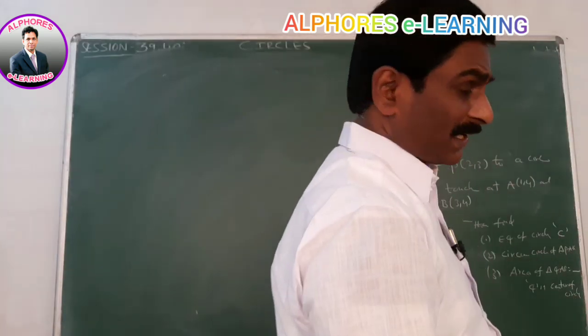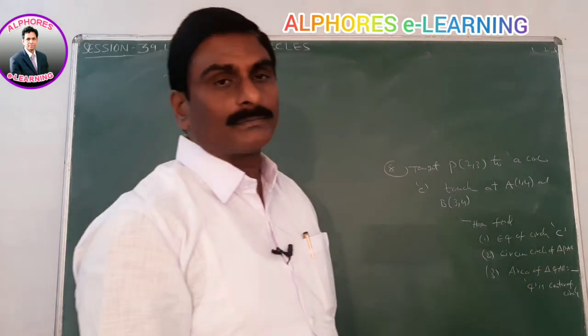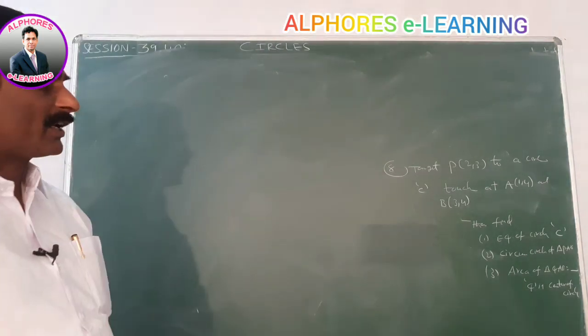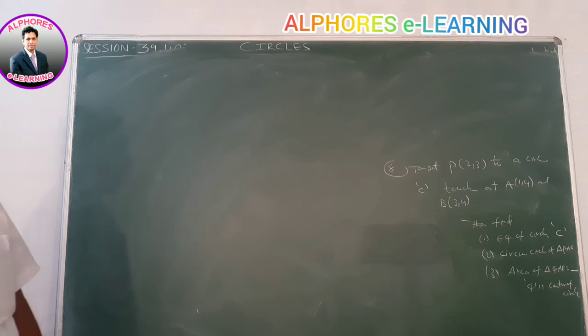Second one, the circumcircle of triangle PAB. Third one, the area of the triangle QAB, where Q is the center of the circle.